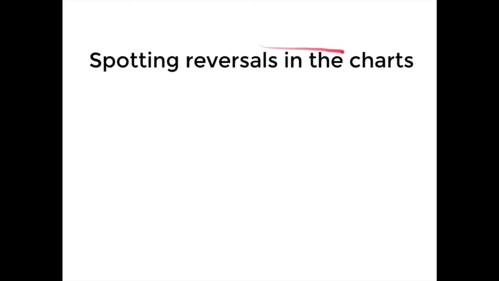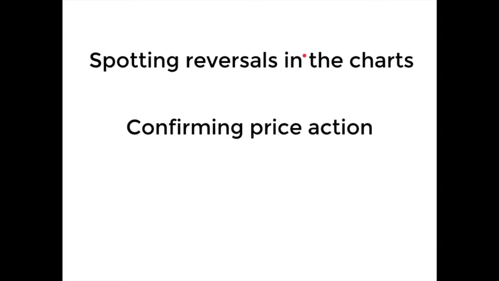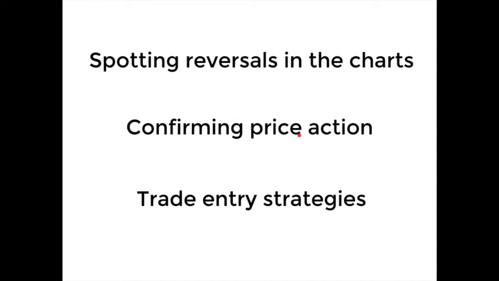So I'm going to go through spotting reversals in the charts and how that plays out in the price action. I'm going to go through what an Elliottician calls confirming price action. This is price action on a short-term chart which confirms the larger count you have on a longer-term chart. So if you have a longer-term chart which has a rally in wave A and a correction in wave B and you think that's complete, how to use short-term charts to confirm if that structure is in fact complete. And then we'll go into trade entry strategies.